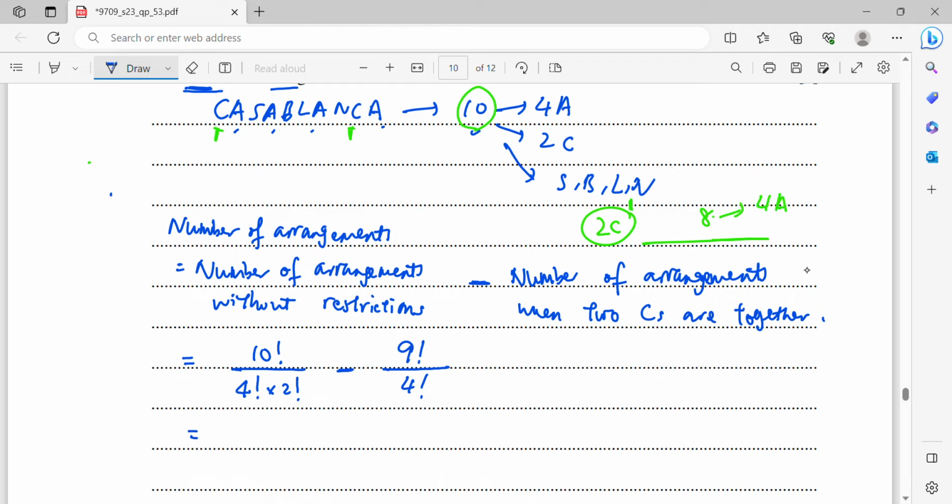So from here, when you calculate, the first one is 75600. The second is 15120. Then at last you will get 60480. This will be the number of arrangements when the 2 C's are not together.